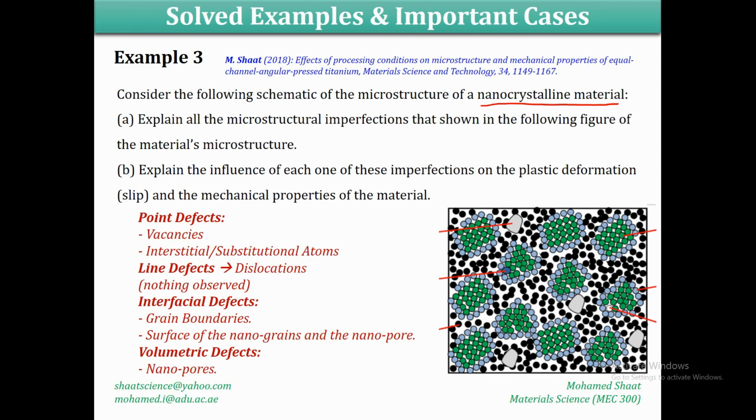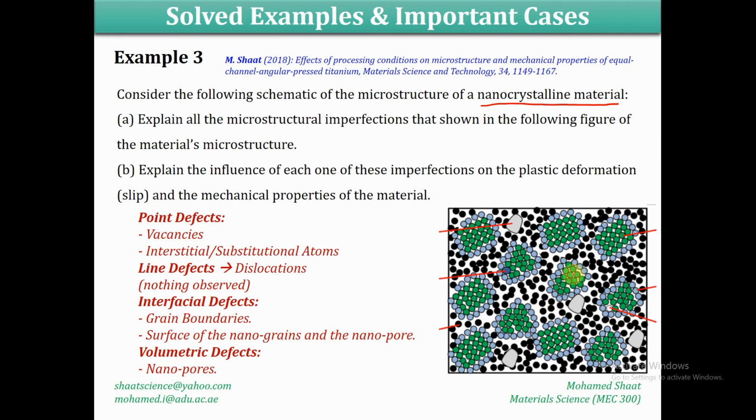So assume that we have a nanocrystalline material. This schematic figure, I've brought from one of my papers. I presented this figure as a representation of the atomic structure and the microstructure of a nanocrystalline material. So think of it like the size of all of these different grains is in nanoscale, like 10 nanometer, 20 nanometer, 30 nanometer, around that range for all of these grains.